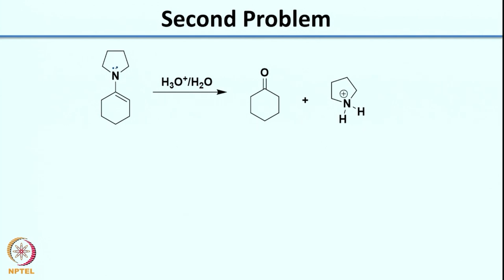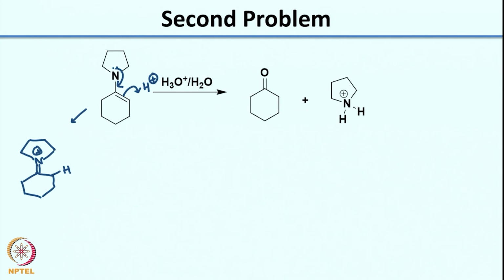Now let us look at the second case. Again I put the lone pair here. I can think of the lone pair coming here because it is in conjugation with a double bond, and then I can think of the double bond grabbing a proton. So the species that I generate would be this. Now once I generate this species, the next step would be reaction with water.